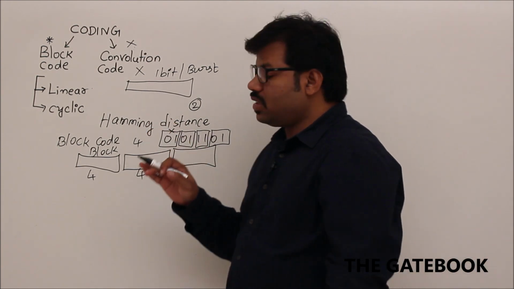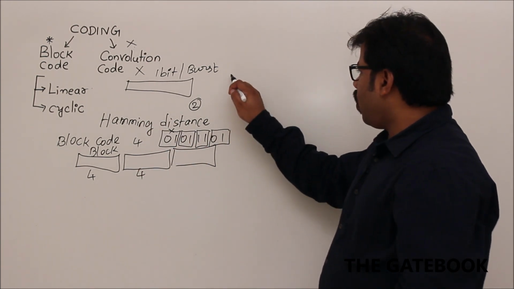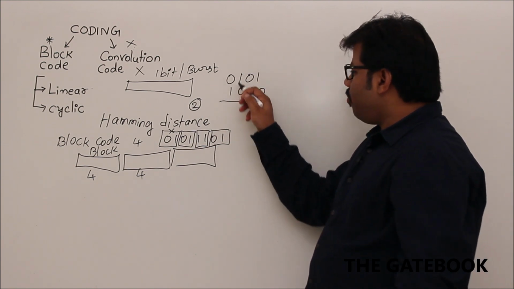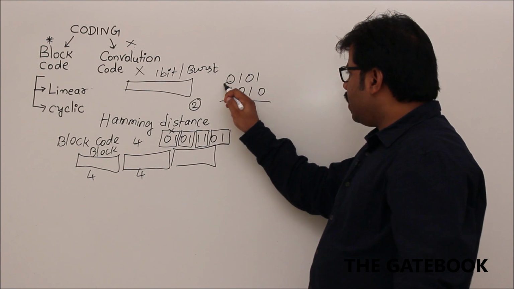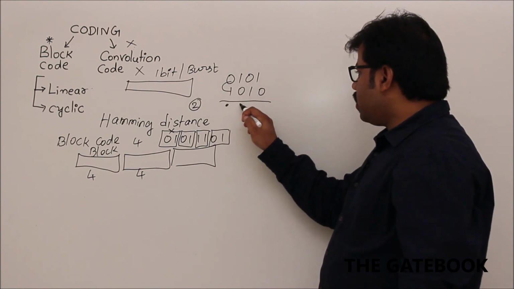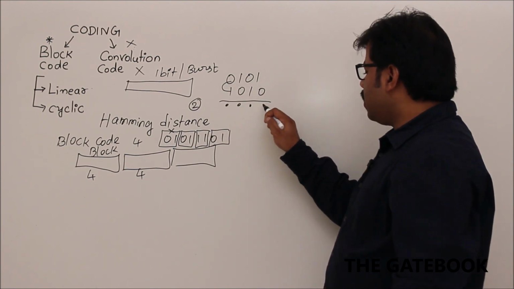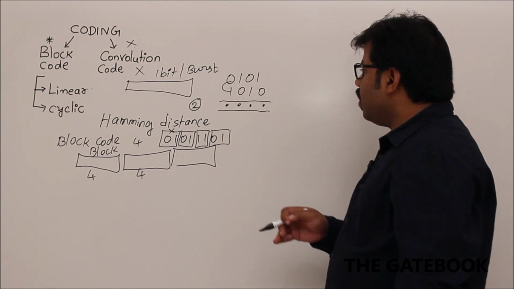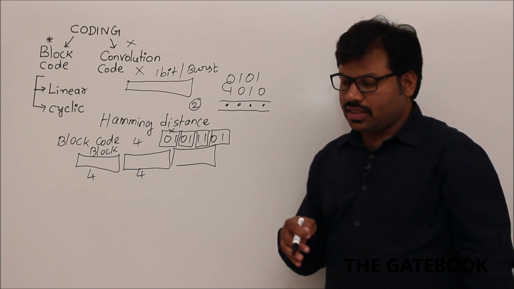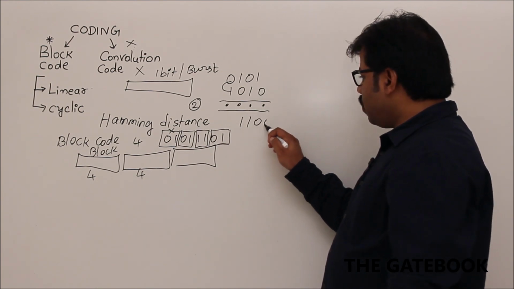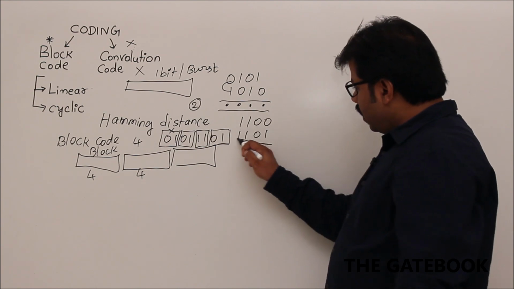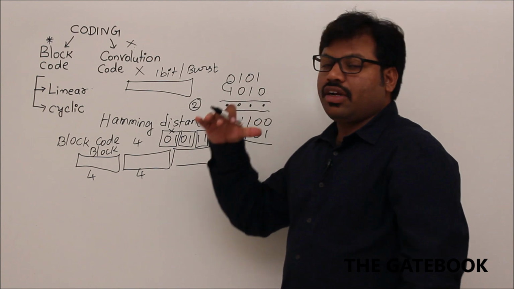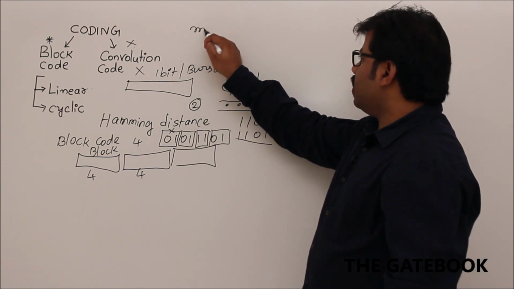Now Hamming distance is nothing but, for example, if you have two blocks 0101 and 1010, the number of bit differences. If you see here, there is a difference, correct? Let me mark it. There is a difference, there is a difference, there is a difference. So in 4 places these two blocks differ, right? That is called Hamming distance. Understand? Now for example 1100 and 1101, there is only a 1-bit difference. This is the Hamming distance.